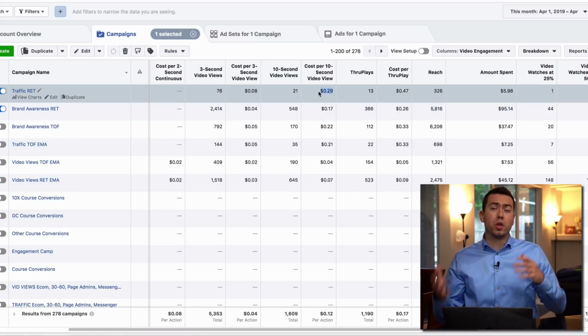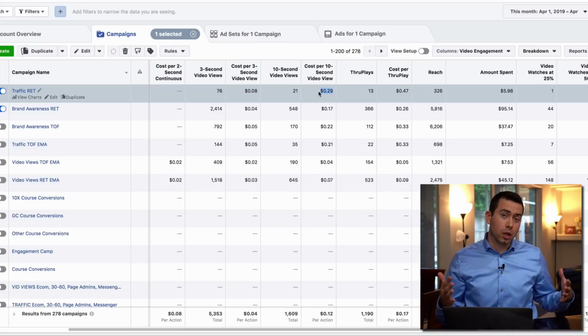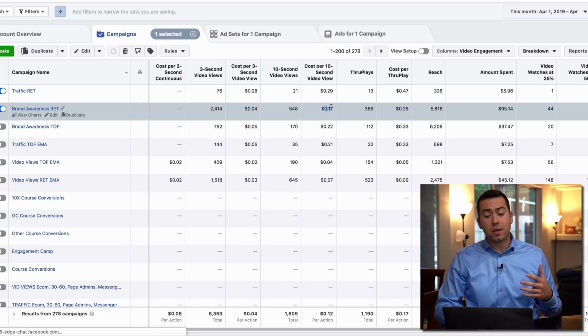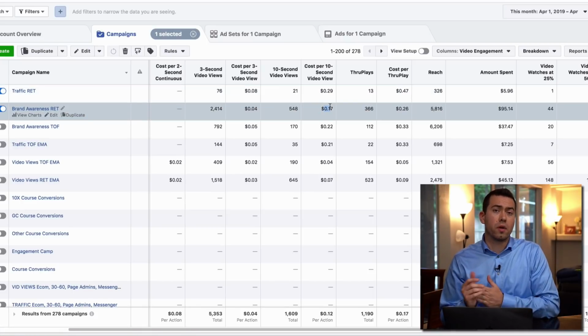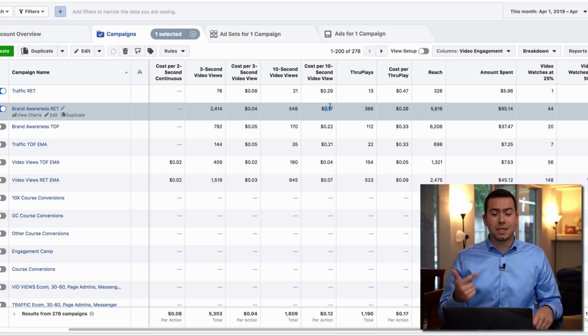So when you're looking at it from a video perspective, your traffic campaign is going to cost more for a video view, but you're going to get more clicks, obviously. Brand awareness, and that's why I've been liking brand awareness so far, is because you're going to get the cheapest reach, but you're also going to get a decent amount of video views, clicks, click-through rate, cost per click, all that kind of stuff.